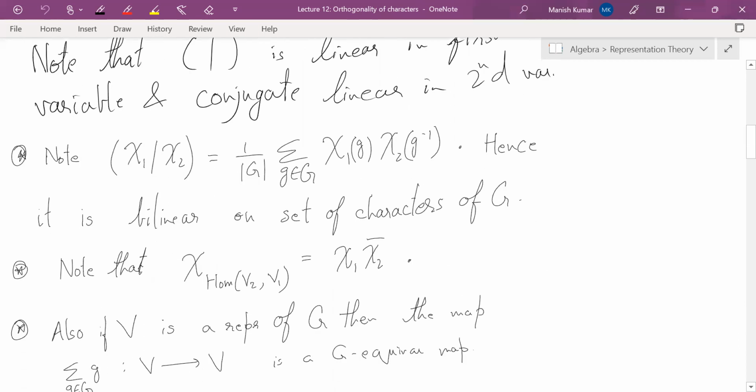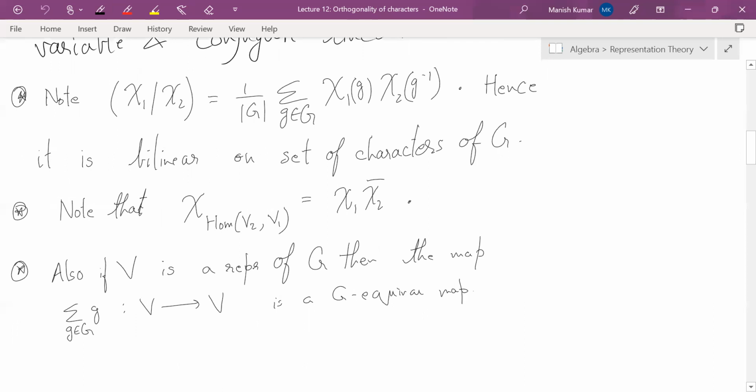So note that if V is a representation of G, then for any element g of G, the action of g on V gives you a linear map from V to V. Of course it's not G-equivariant, but if I take the sum over all the elements of G, then it becomes equivariant.